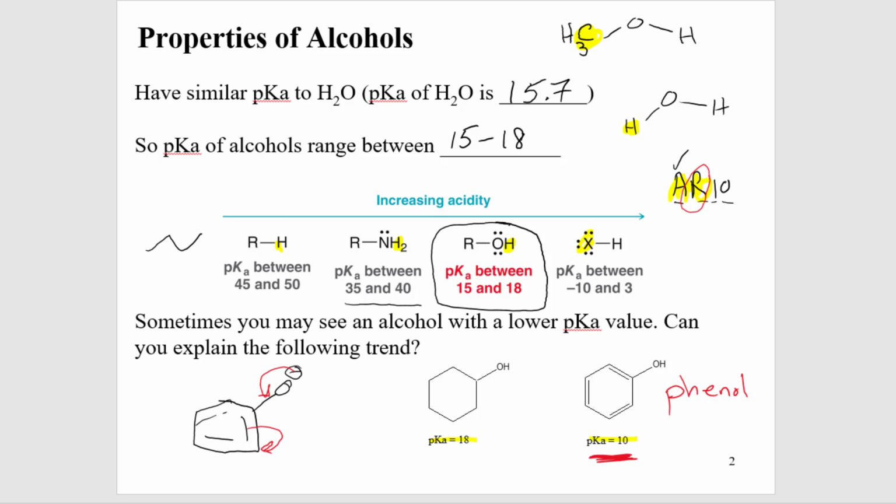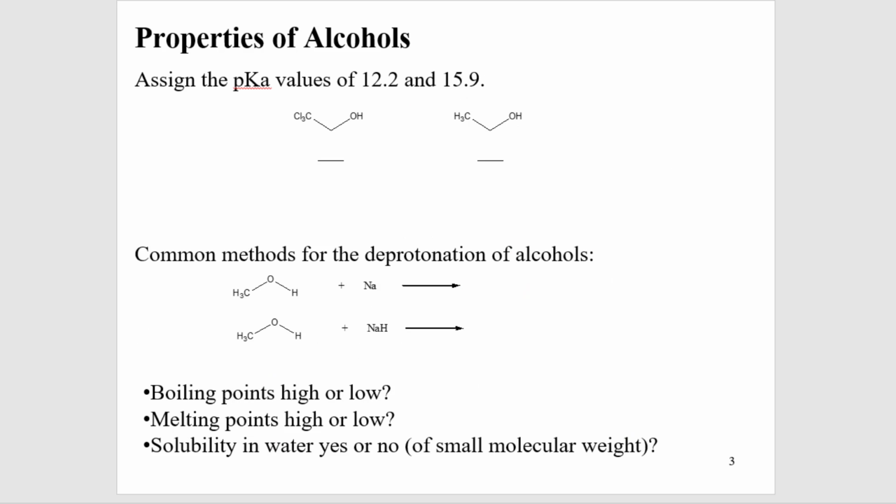Okay, what else about alcohols? Well, given the pKa value, we can also see some variations, not as great as 10, but 12.2 versus a near 16. If you had to assign these pKa values to the two molecules listed below, which would you give? Take a second to think about that.